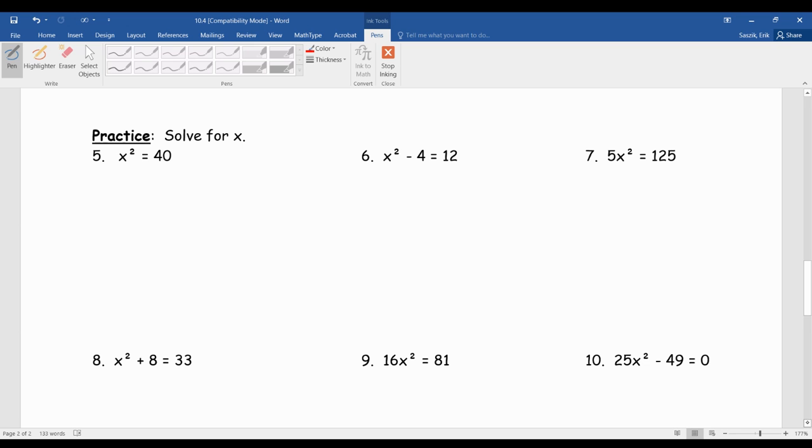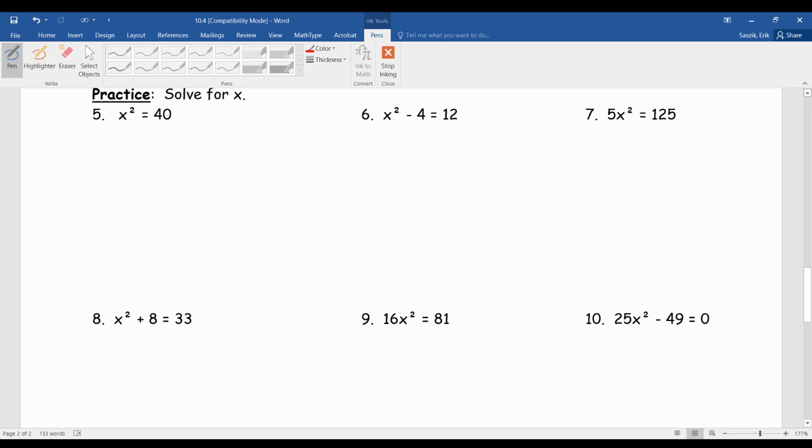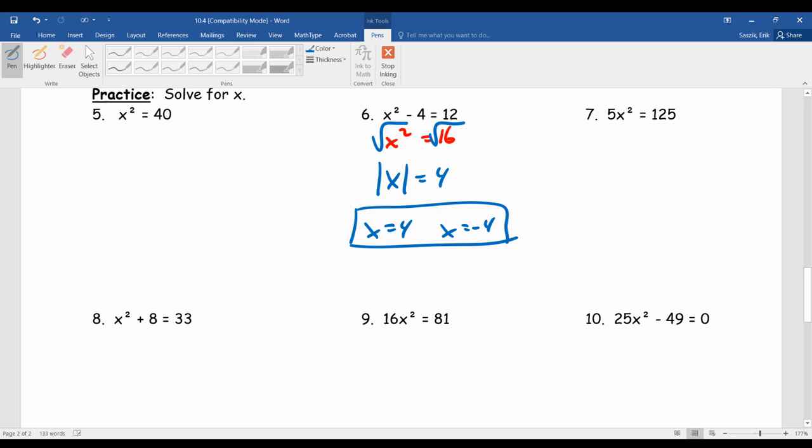We've covered all the problems. I'm going to do just a few more here on the back, but then I'm going to put this solution document on Canvas as well, so you can check all the answers if you want to practice. I'll do this one, for example. X squared, move the 4 over. The square root of x squared is absolute value of x equals 4. So x equals 4, x equals -4.